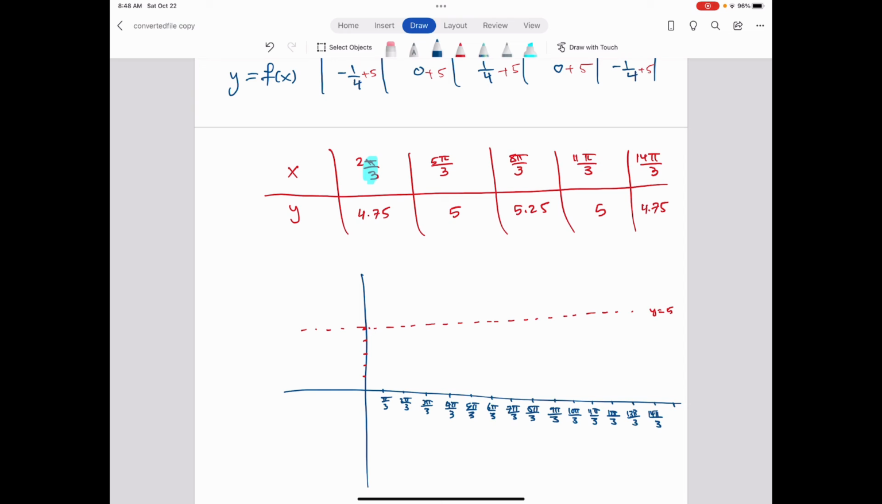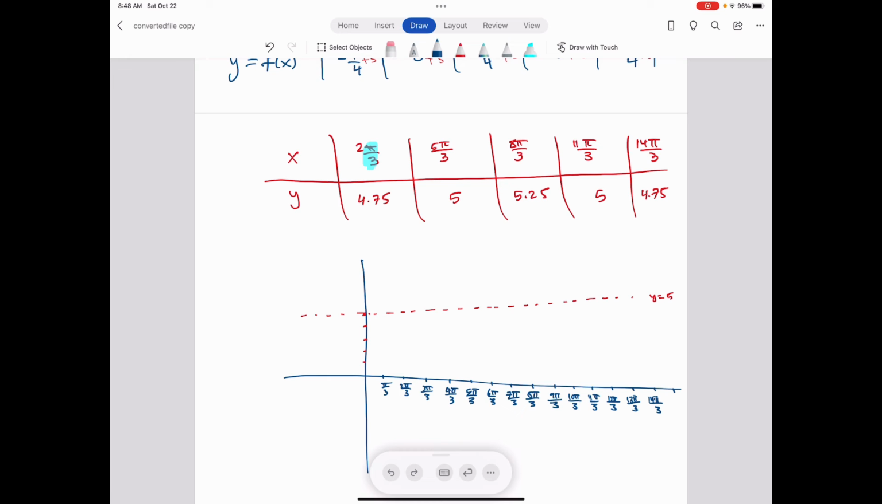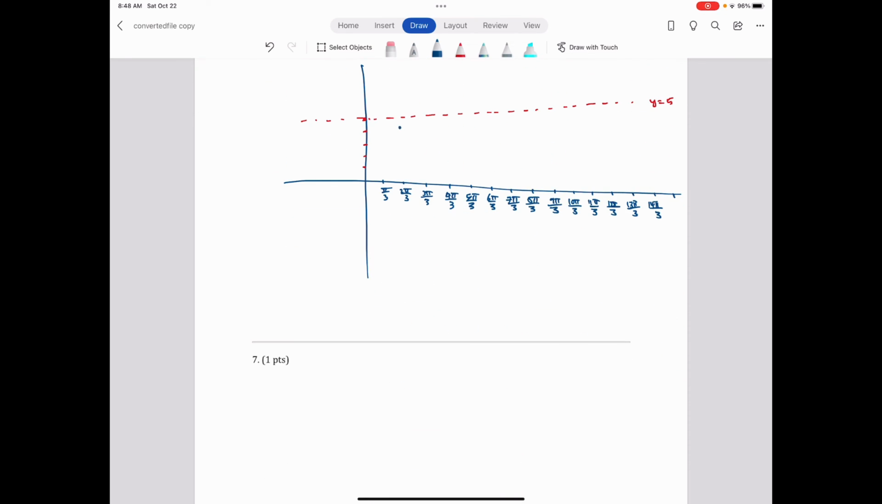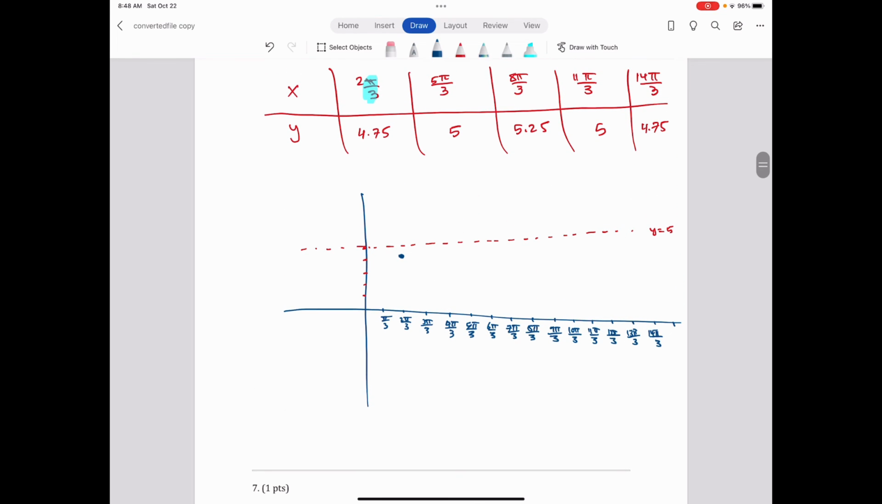Now, at the point 2 pi over 3, the function is equal to 4.75. So approximately here. Not exactly, but that is approximately the first point. The second point is at 5 pi over 3 and 5. 5 pi over 3 and 5 is here. And then 8 pi over 3 and 5 and a quarter, so approximately here. And then 11 pi over 3 and 5. And then the last one is 14 pi over 3 and 4 and 3/4, so approximately here.